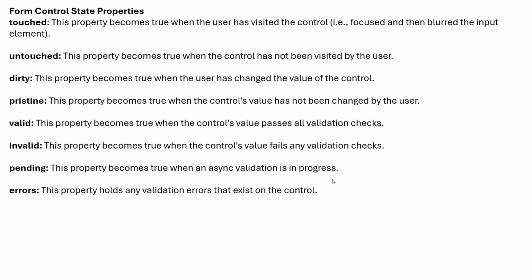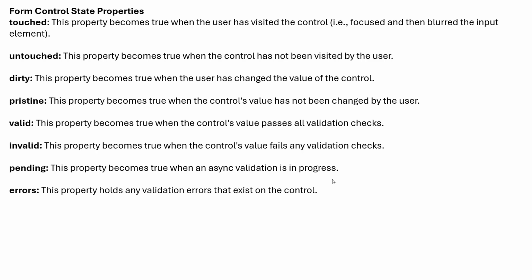So touched and untouched are familiar with each other. Touched property becomes true when the user visited the control, and untouched property becomes true when the control has not been visited by the user. Okay, so the next one is dirty. The property becomes true when the user has changed the value of the control. If the value of the control has been changed by the user, that property dirty is true. So pristine is the property that becomes true when the control's value has not been changed by the user.